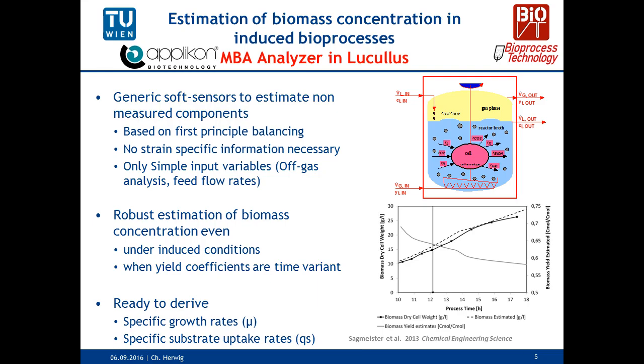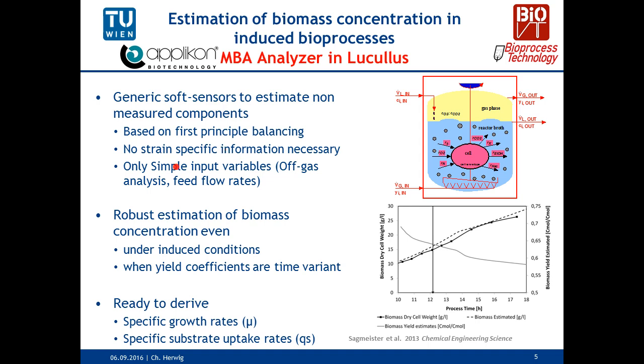I want to present you one basic tool which is available in Lucullus, and this is the metabolic balance analyzer. This analyzer is based on just first principle balances like elemental balances, mass balances, and as it is a first principle tool, it does not need any specific strain information. So we can retrieve main information from databases which are available, so you don't have the hassle to enter a lot of constants and elements to tailor it to your needs.